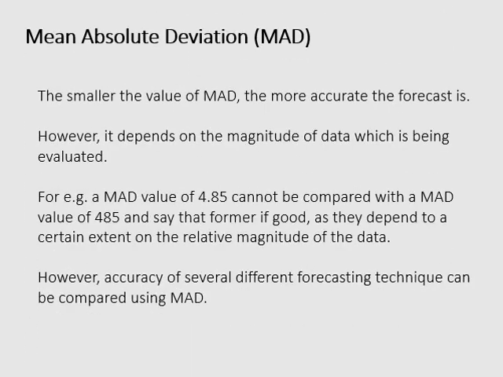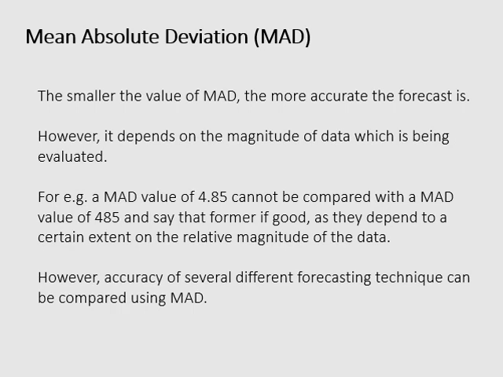Mean absolute deviation or MAD. The smaller the value of MAD, the more accurate the forecast is. However, it depends on the magnitude of data which is being evaluated. For example, a MAD value of 4.85 cannot be compared with a MAD value of 485, and conclude that the former forecast is good. These MAD values depend to a certain extent on the relative magnitude of the data. So, such comparison is not accurate.